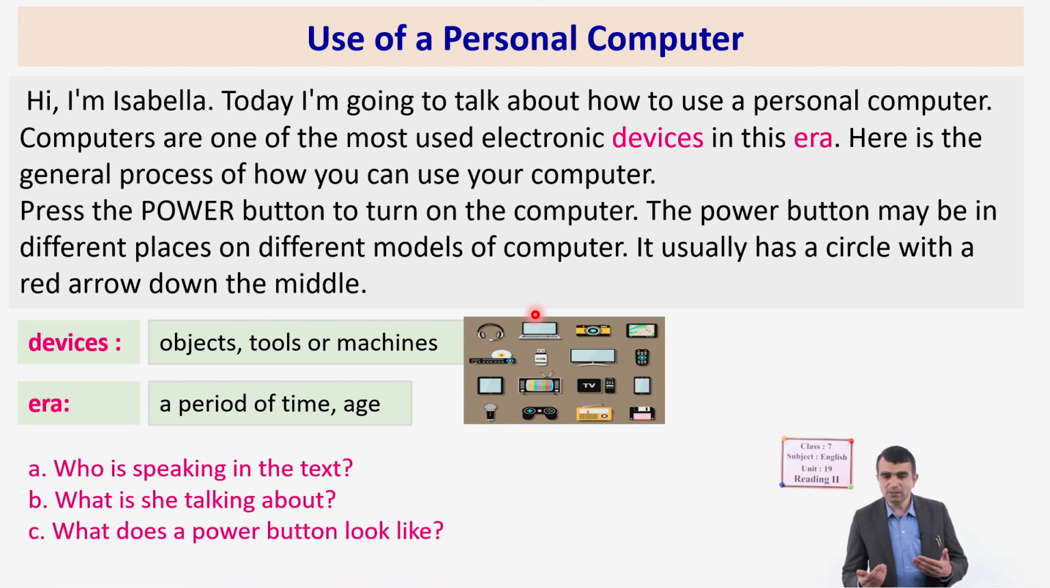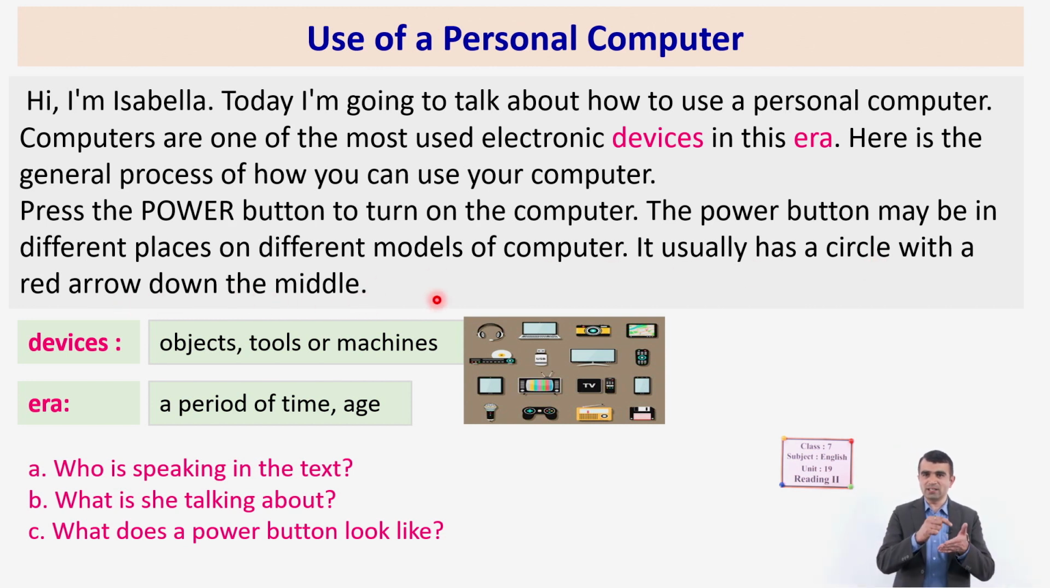And what does a power button look like? Is it given? Yes, good. Okay. It usually has a circle with a red arrow down the middle, from the middle that is red arrow downwards, isn't it? Good. Okay. Well, next.